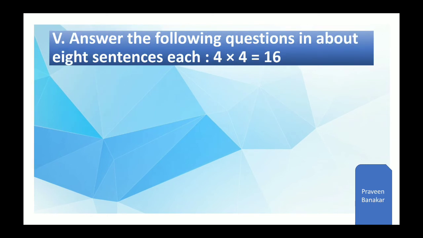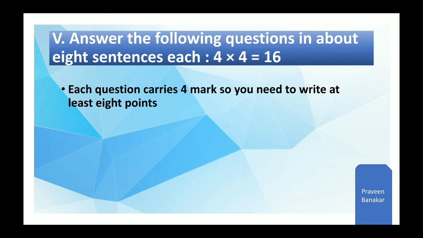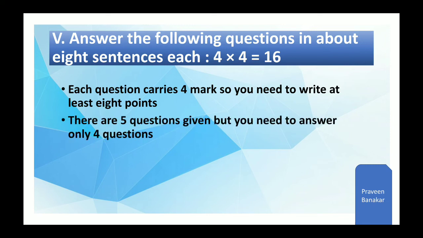Next main, fifth main, answer the following questions in about 8 sentences each. So here, each question carries 4 marks. So you need to write at least 8 points for one question. There are 5 questions given, but you need to answer only 4 questions. One extra question is supplied to you.